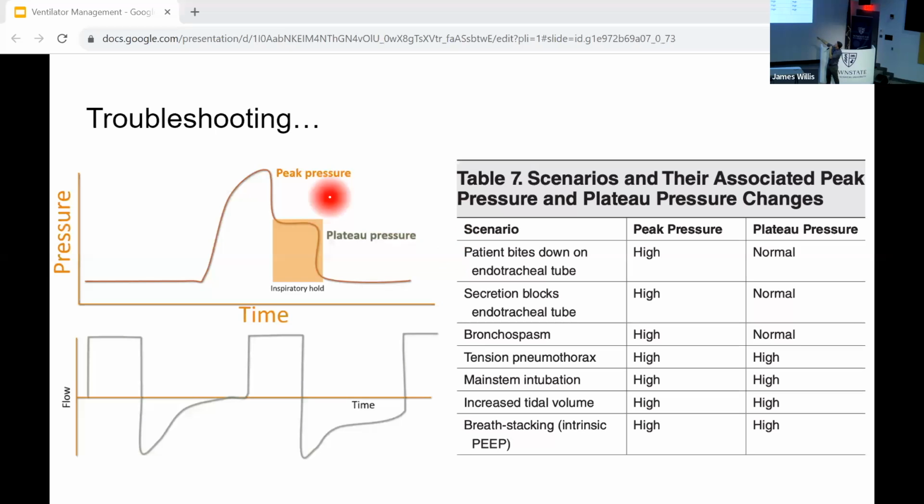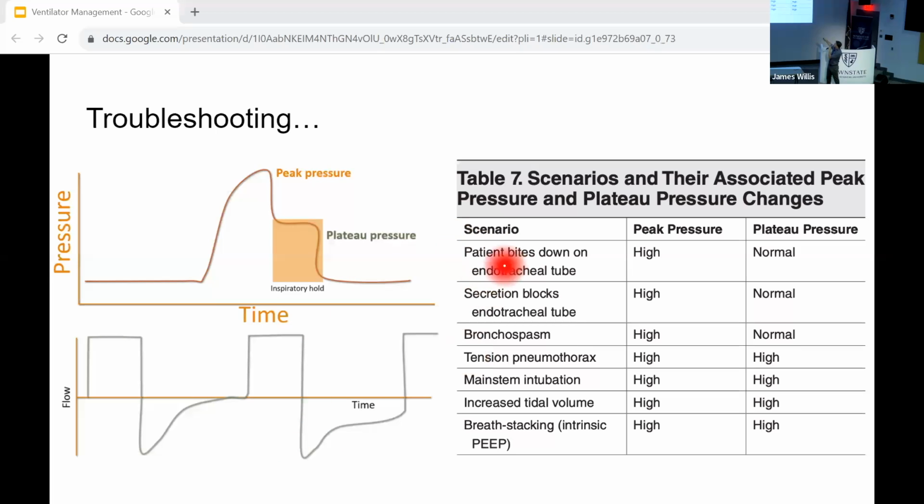So troubleshooting, look at the peak pressure, look at the plateau pressure. You've done an inspiratory hold in order to get those, and look at the flow to try to see if there's any auto PEEP. Scenarios, peak pressure and plateau pressure. Peak pressure is high, the resistance is high, and the plateau pressure is normal, like that other graph I showed you. What's the differential diagnosis for that?